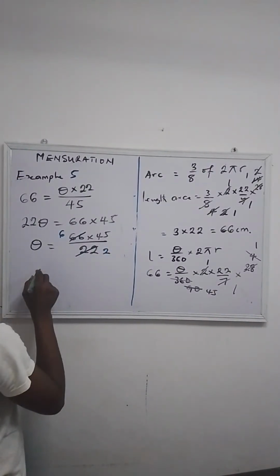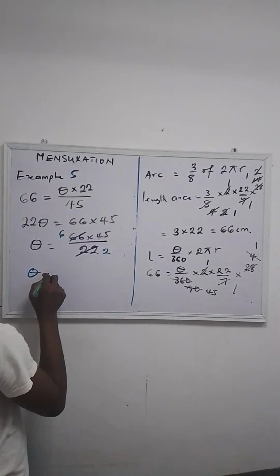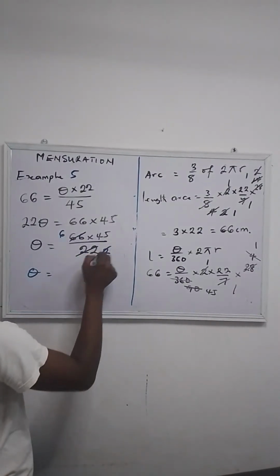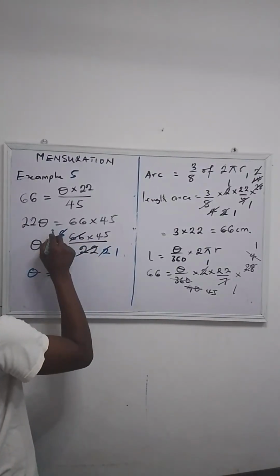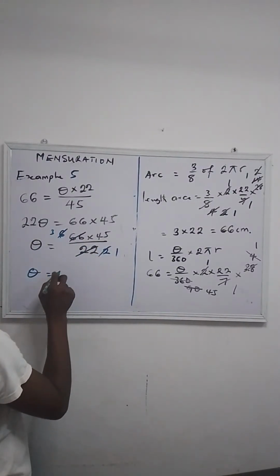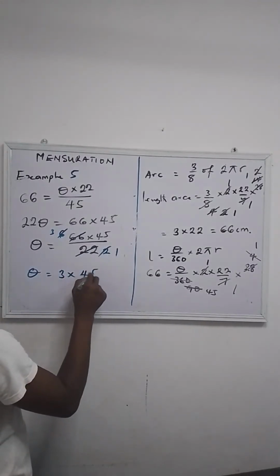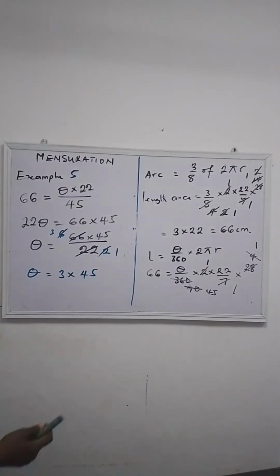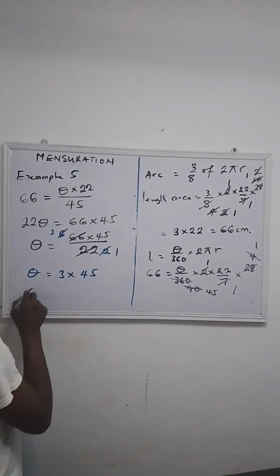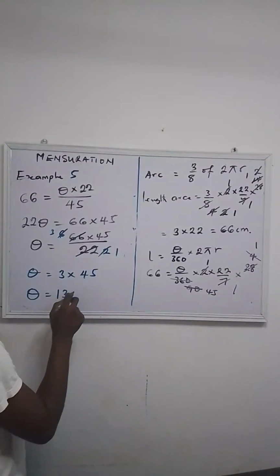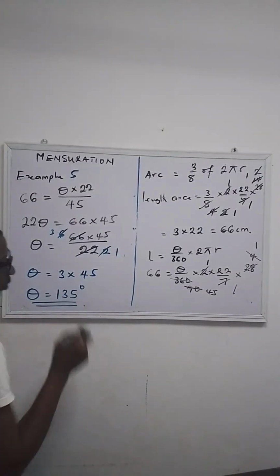All right, so now we have theta. And 2 goes here, that's 1, 2 goes here is 3. So we have theta equals 3 times 45. Can you see that now? And what is that? Theta is going to give you 135 degrees. So this is the answer to the problem.